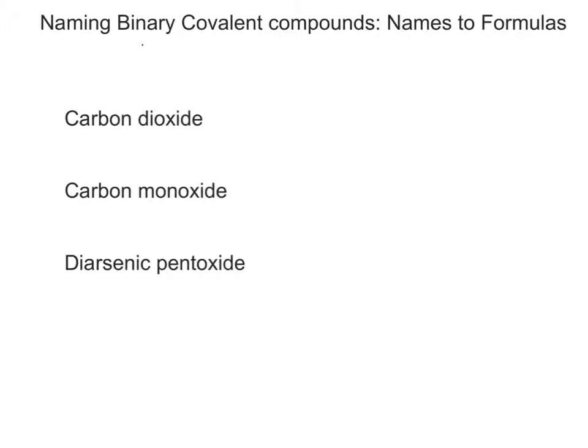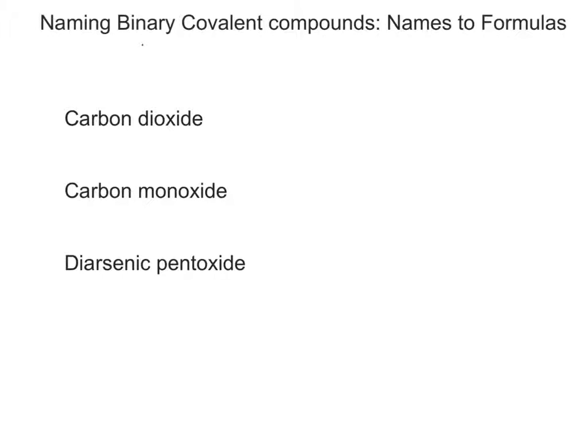Carbon dioxide, carbon monoxide, and diarsenic pentoxide are all examples of binary covalent compounds. They're binary compounds because they're made up of only two elements, and they're covalent because they have two nonmetals bonded to one another.